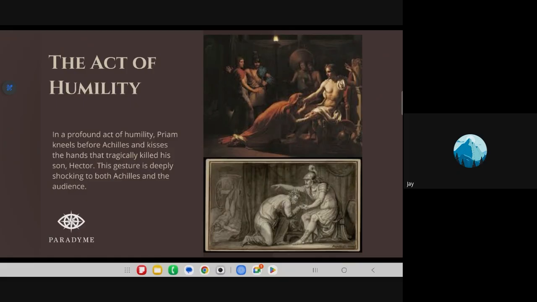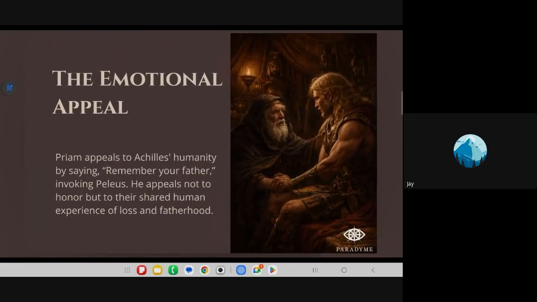And one little note I remember from the book is that during this, King Priam talks about how he had 50 sons, and Hector was the last one, literally the hero of Troy. And he says this war's taken them all from me. Priam appeals to Achilles' humanity by saying, remember your father, invoking Peleus. He appeals not to honor, but to their shared human experience of loss and fatherhood.